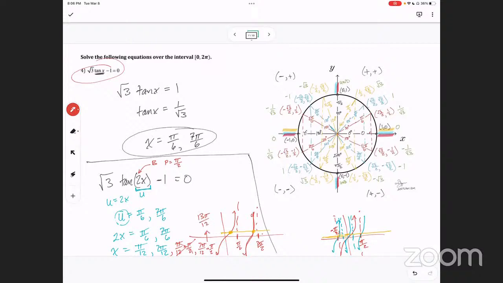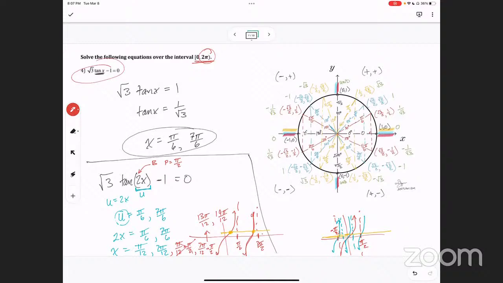And I better add it again now, right? Because I'm just going to keep adding the period until I get past 2 pi. So what if I add another 6 pi over 12 to that? 19 pi over 12. Is 19 pi over 12 still in this range, still between 0 and 2 pi? Yeah, it is. So that is an answer still. What if I add another 6 pi over 12 to that? No, it would be beyond that, so I don't have to do it.